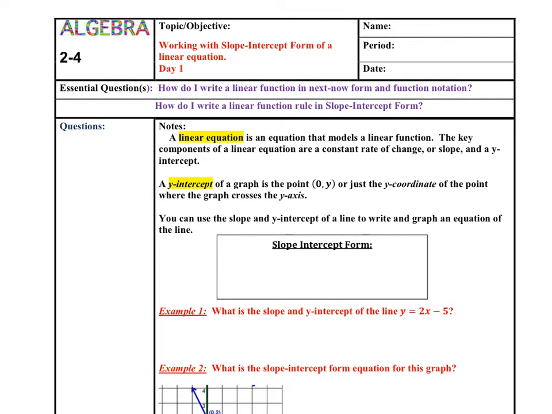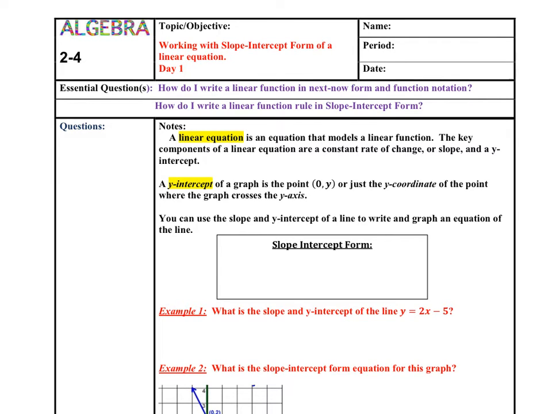Today we're going to start talking about slope-intercept form. This might be a review for you if you're coming from 7th grade challenge. Your essential questions are: how do I write a linear function in slope-intercept form and function notation? And how do I write a linear function rule in slope-intercept form?